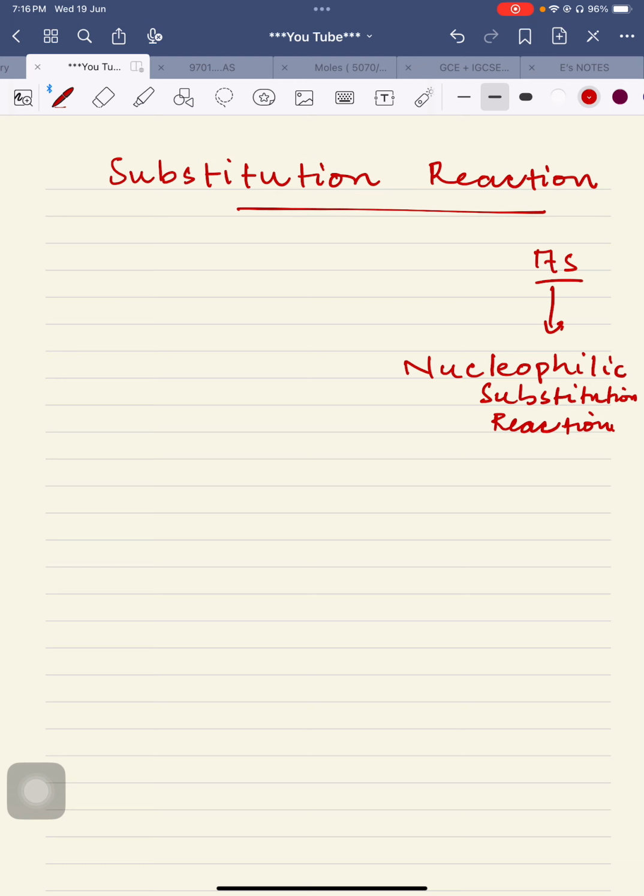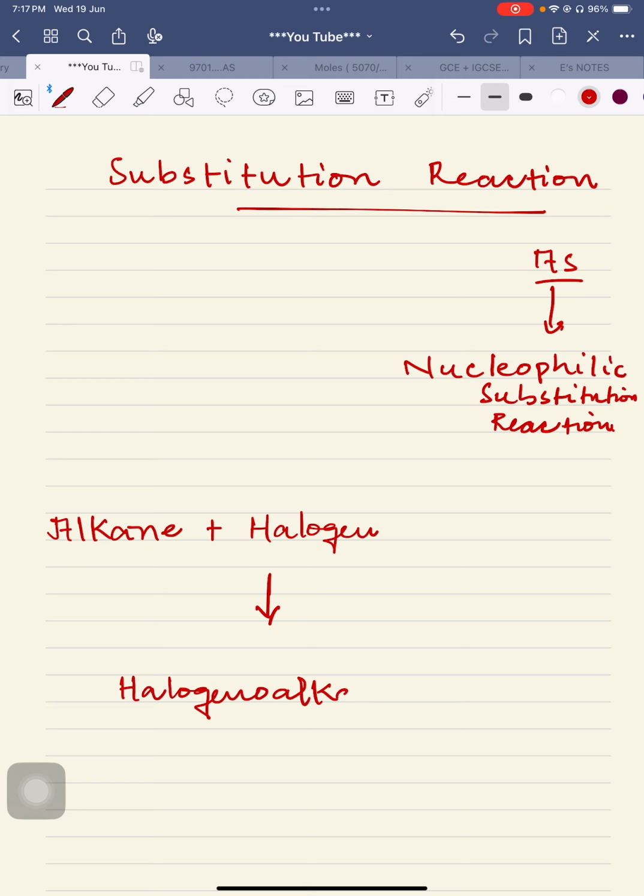For example, an alkane is going to react with a halogen, and as a result of that, a substitution reaction is going to happen. And what is the product? A halogenoalkane, and along with that, a hydrogen halide. Hydrogen halide will be formed.